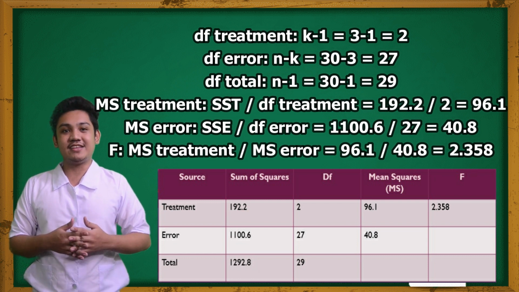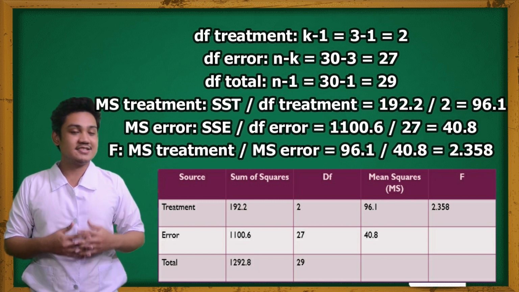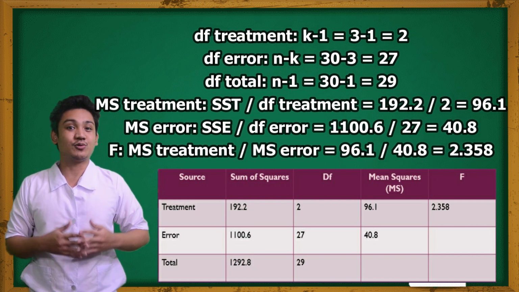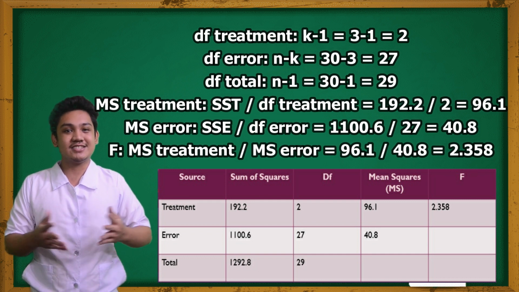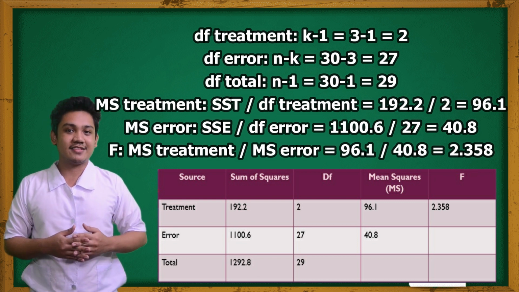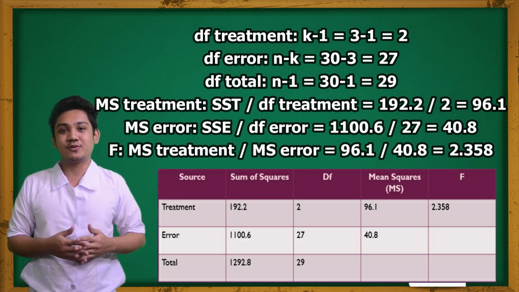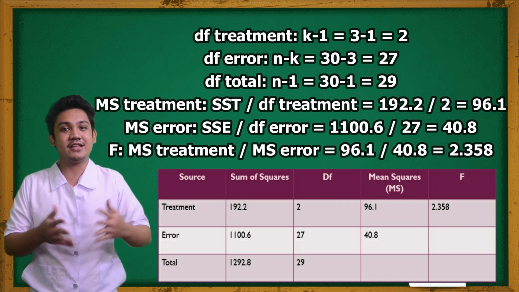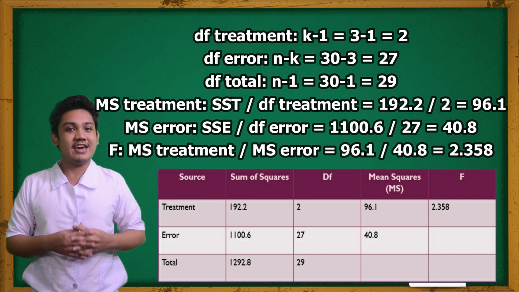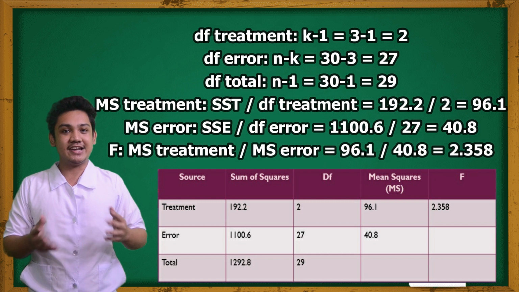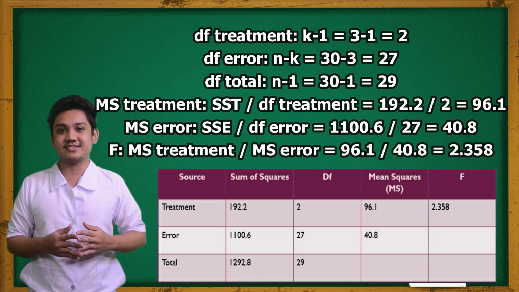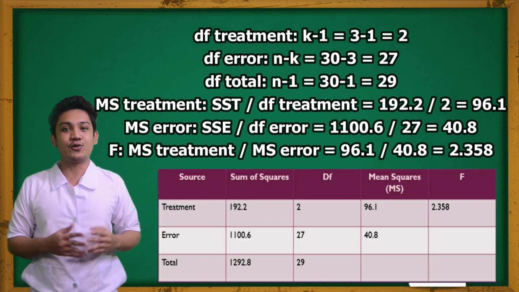The formula for finding DF total is N minus 1. In our solution, 30 minus 1 is equal to 29. The formula for MS treatment is SST divided by DF treatment. In our solution, it is equal to 192.2 divided by 2, which is equal to 96.1. The formula for finding MS error is SSE divided by DF error. It is equal to 1,100.6 divided by 27, which is equal to 40.8.